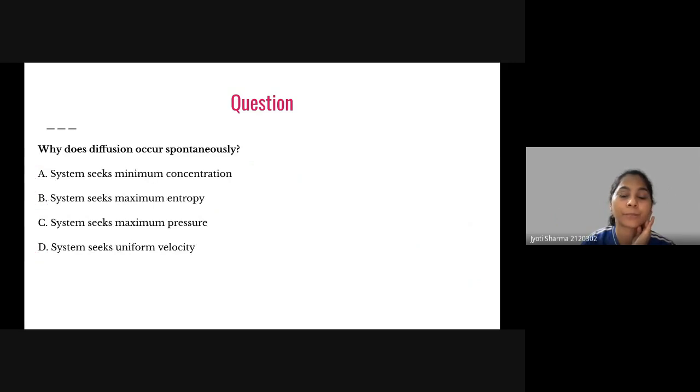Coming to the next question: why does diffusion occur spontaneously? We have four options: system seeks minimum concentration, system seeks maximum entropy, system seeks maximum pressure, system seeks uniform velocity. Again, I'm giving you one example of diffusion. We have water, and let's say we have sugar here. We are doing nothing, just keeping it. With time, some sugar will dissolve in water. So it is happening spontaneously, automatically, right? So why is diffusion happening automatically? Yeah, B is the right answer, because the system seeks maximum entropy.